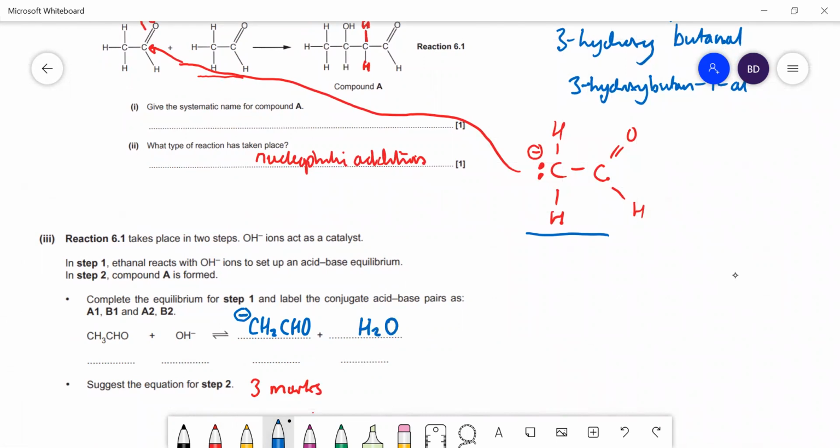Right, so this is behaving as a base, so let's call that base 1, and this will be its conjugate acid, that's acid 1. When it goes backwards, the water gives away an H+. This has behaved as an acid because it's lost a proton, so that's acid 2, and this would be its conjugate base, and that is going to be base 2.